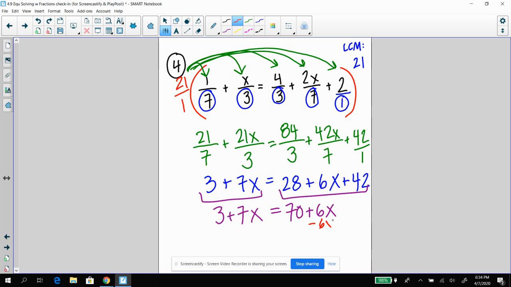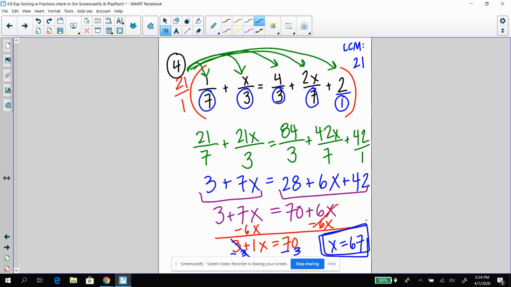I'm going to subtract 6x from the right, subtract 6x from the left, and I'm left with 3 plus a lovely 1x equals 70. And then we are almost done. I'm going to subtract 3 from the left, subtract 3 from the right, and I'm left with 1x equals 67. And you're done. So if you did not get this correct, pause the video and go back and double check where you made your errors.